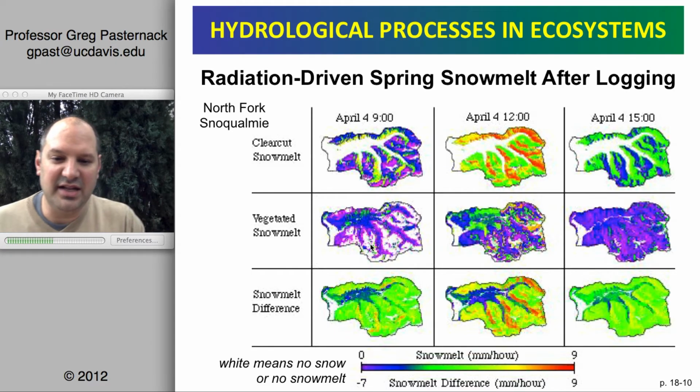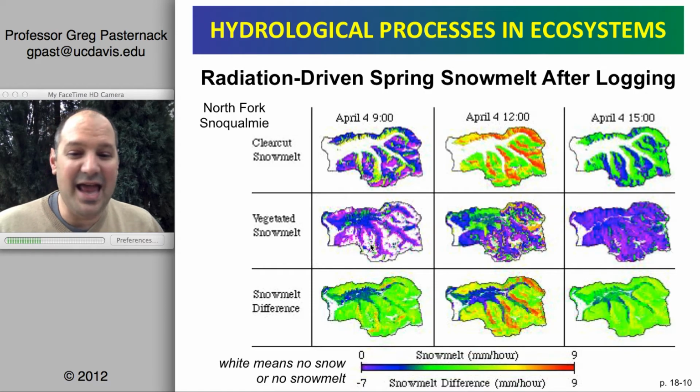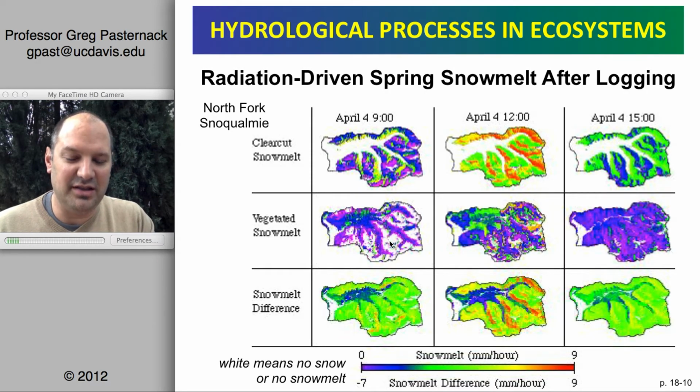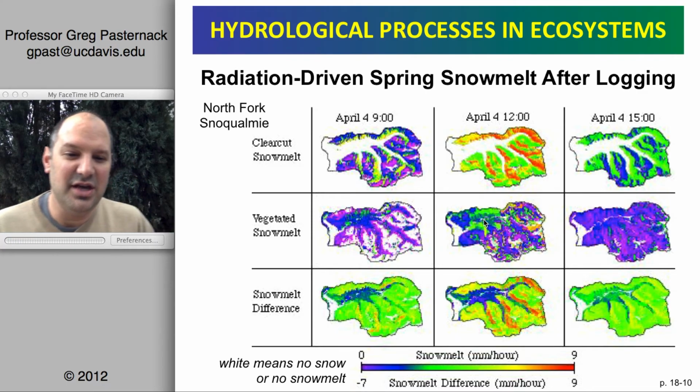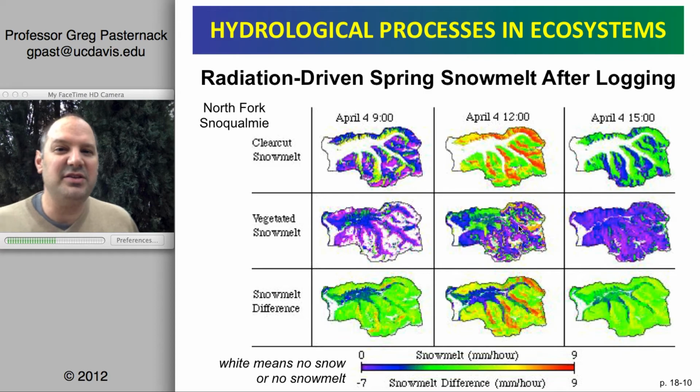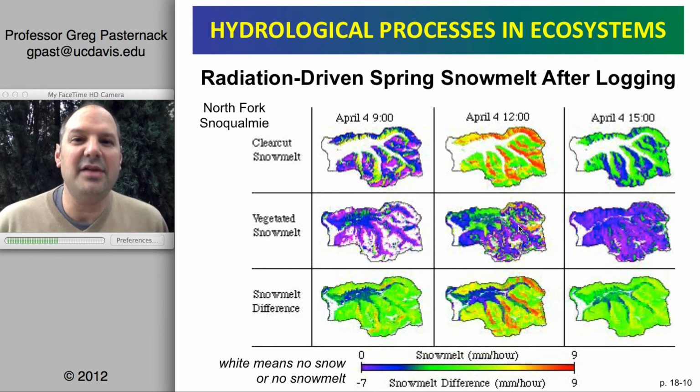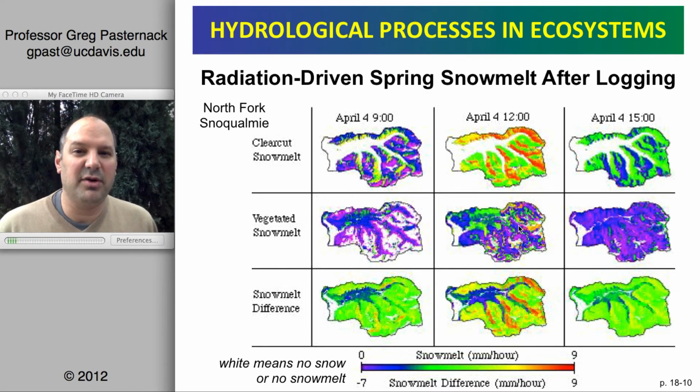Now look at the vegetated scenario. You don't see any of that effect. In the vegetated case, the snowmelt is occurring most in the lowlands, and then less in the tributaries, and then least at the hill crests. Later in the day, it's still primarily centered in these low areas. So the presence of vegetation does substantially block radiation-driven spring snowmelt.